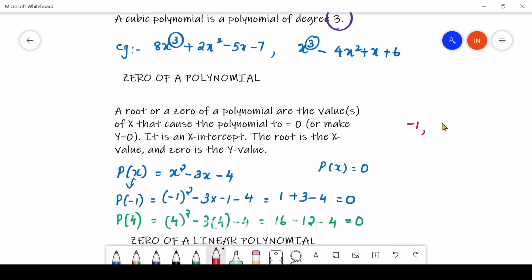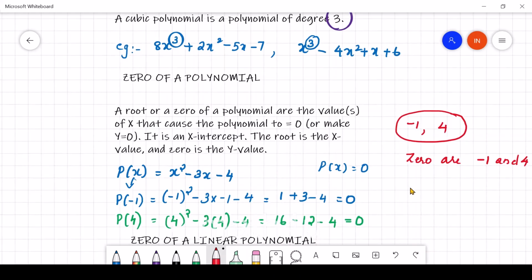So you have seen that when you put negative 1 and 4 instead of x in the given polynomial, you got the polynomial equal to 0, right? So what does it mean? What are the zeros of the given quadratic polynomial? Zeros are negative 1 and 4. So whichever value we substitute for x in the polynomial and get the polynomial equal to 0, we can say that those values are the zeros of the given polynomial.